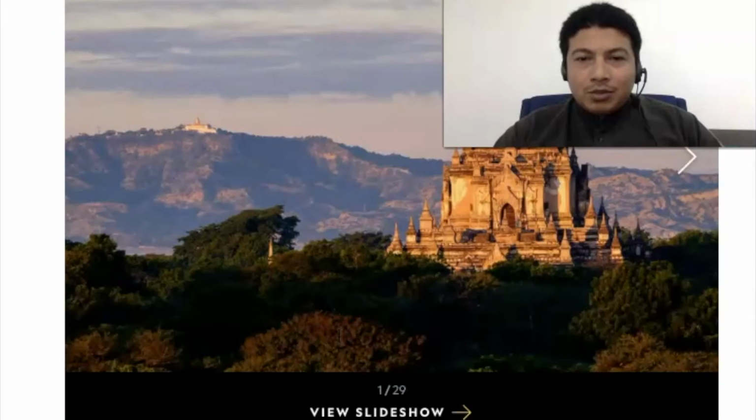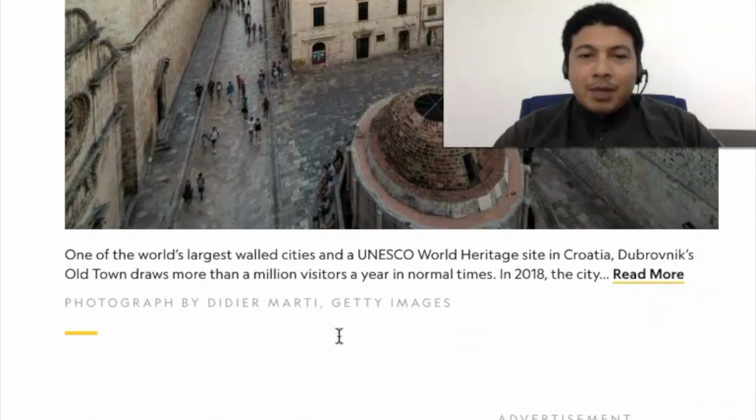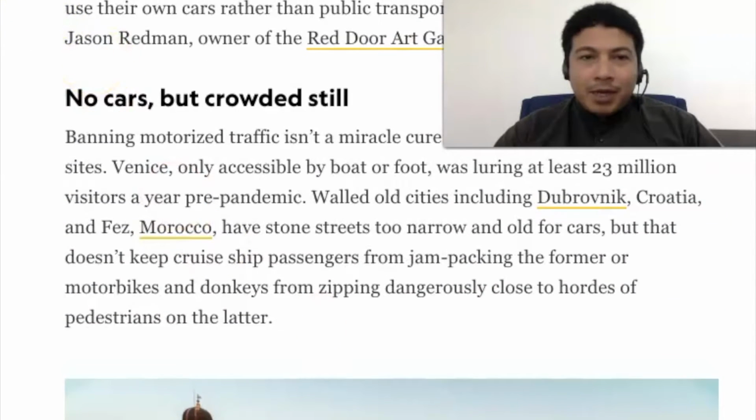So by going through this article, we can see that the implied main idea is that too many cars on the road will make a tourism city, a tourism place, not livable. And we should think about keeping transportation away from streets, especially in tourist places, so that it will be more livable and a better place for tourism. So that would be the implied main idea.